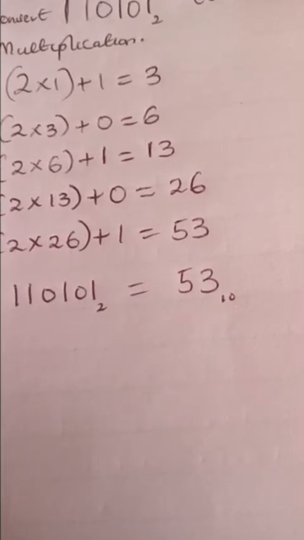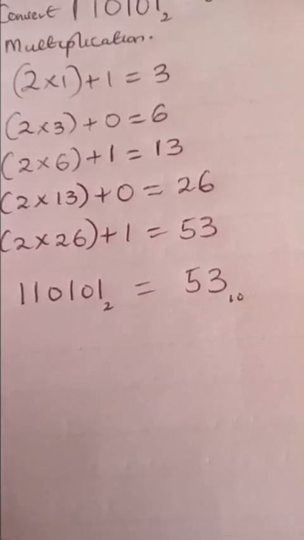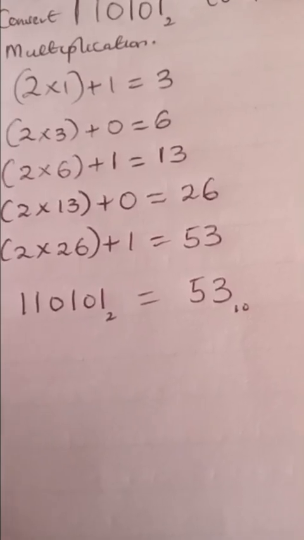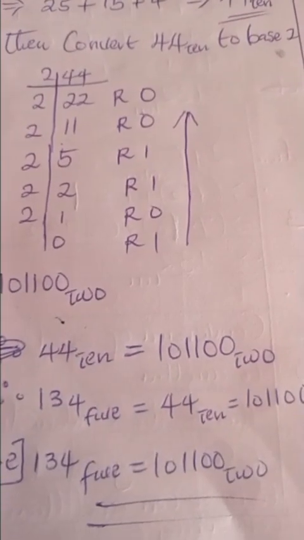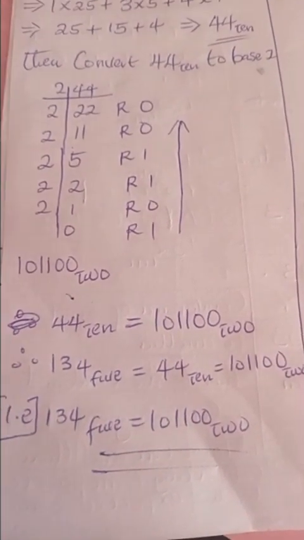So you can use either of these methods. Like we saw, the first one, we used power expansion, we got 53, right? And this also gives us 53. So whichever method we want to use, it's fine. All right. So you see, this is how it's being done.